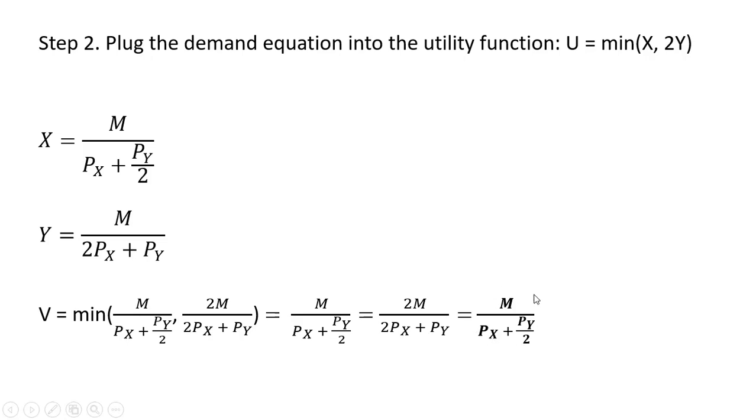So this is our indirect utility, showing us the level of utility that can be achieved from a level of income and given prices, price of good x and price of good y.